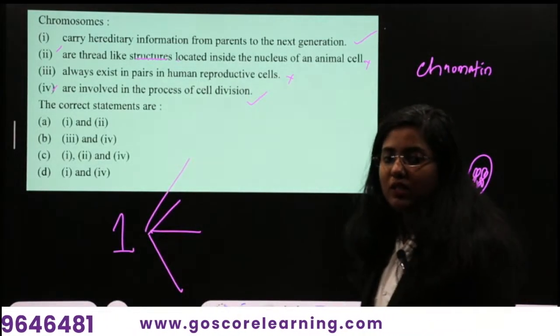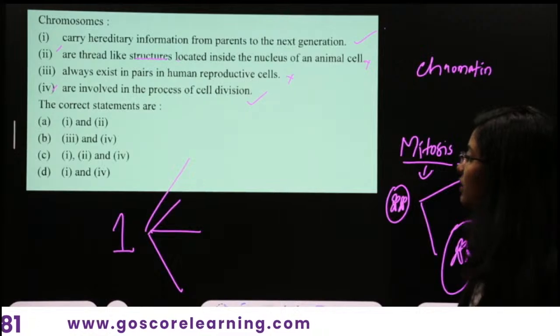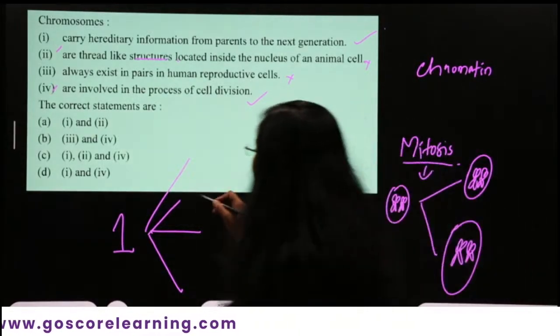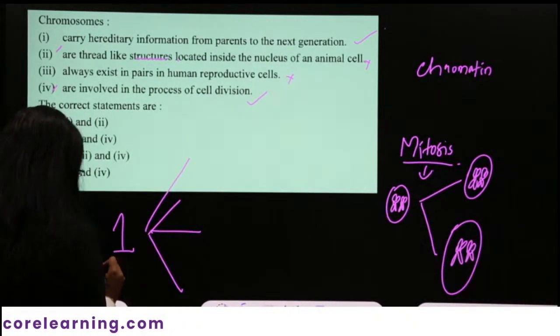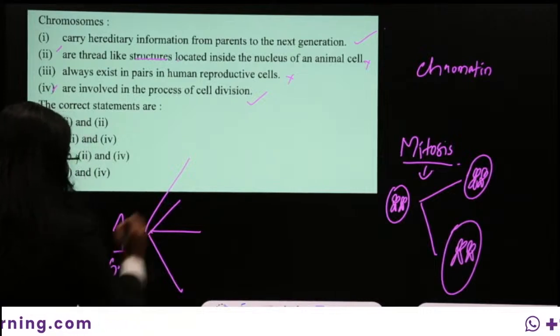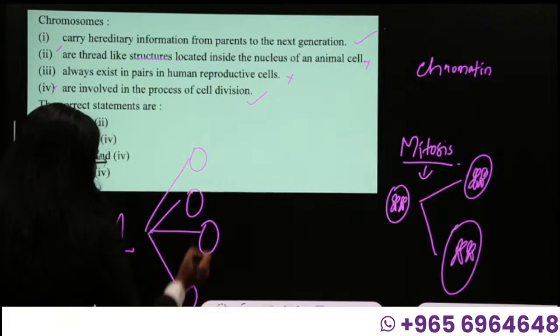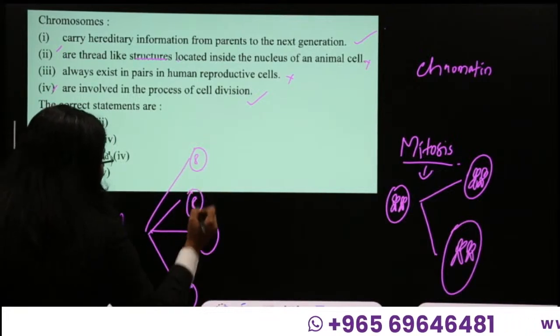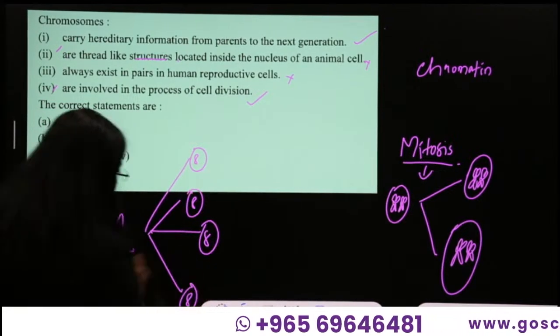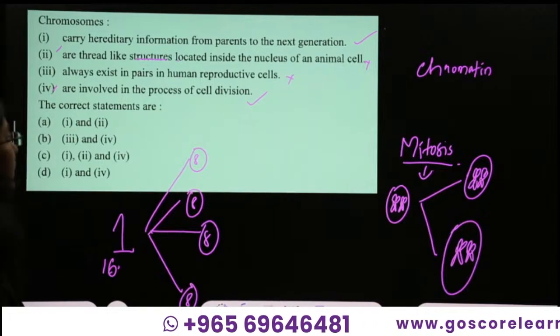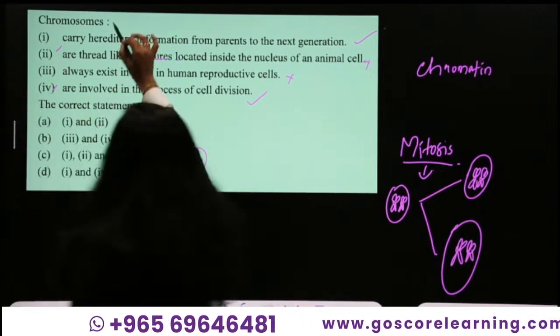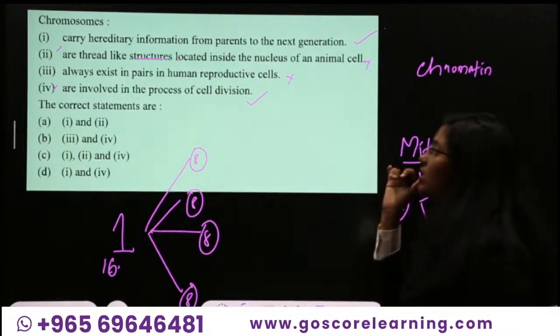And what is the speciality of these 4 cells? If this one cell contains, let's say, 16 chromosomes, how many chromosomes will there be in each cell produced? 8 chromosomes will be there. So we can say chromosomes are involved in the process of cell division.